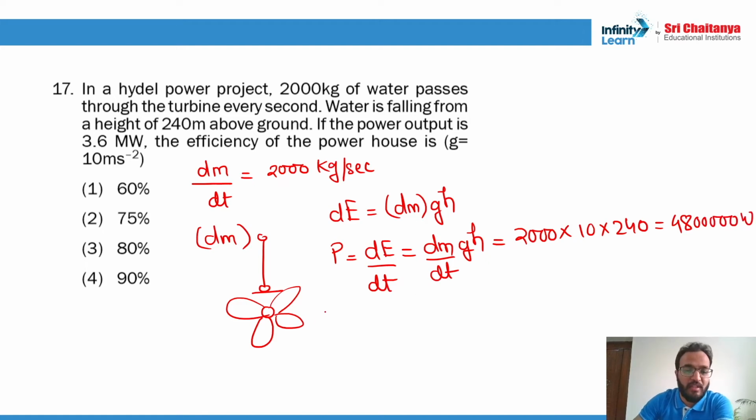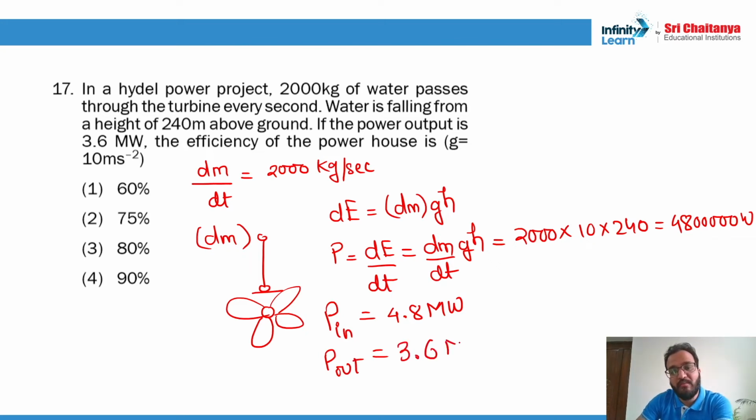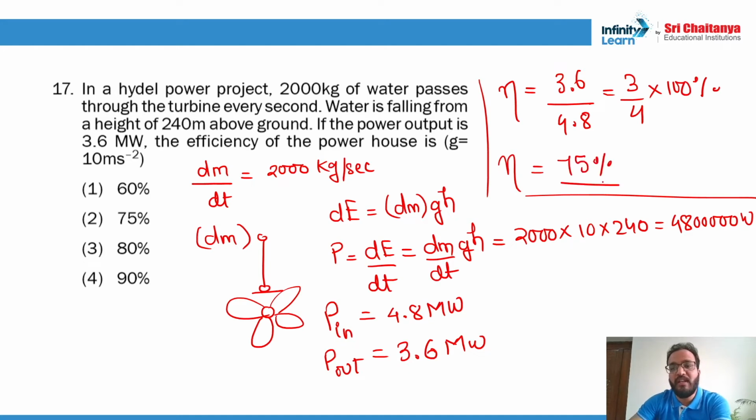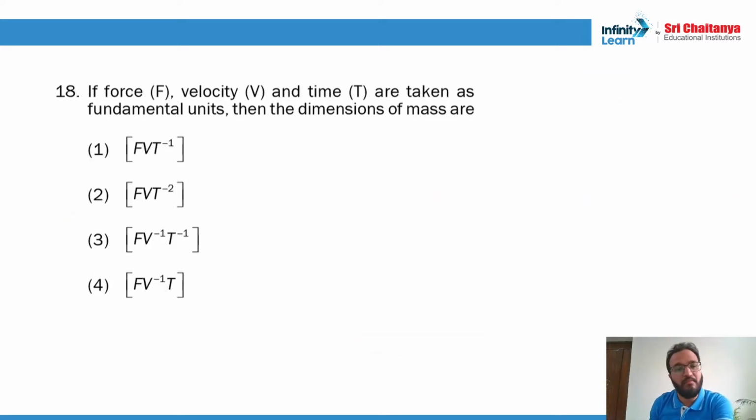Okay, so you will say, sir, the power input that has been given is 4.8 megawatts. The power output that you are withdrawing from the turbine is 3.6 megawatts. So what is your efficiency? Output upon input, 3.6 upon 4.8, that is 3 by 4 into 100 percent. So efficiency will come out to be 75 percent. Do you understand? This is easy, right? Now, this is very simple.